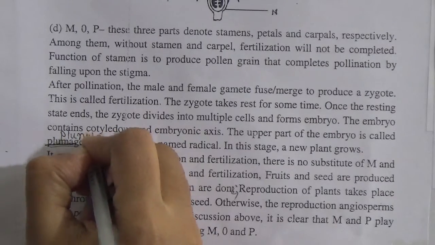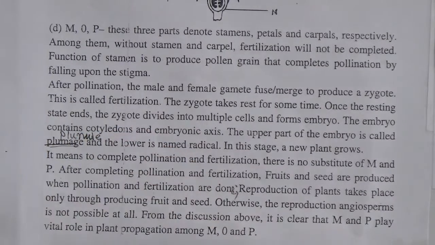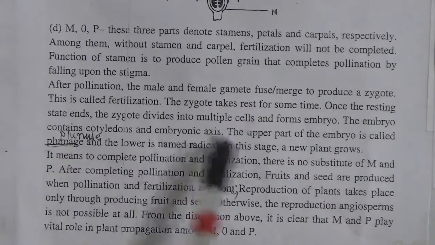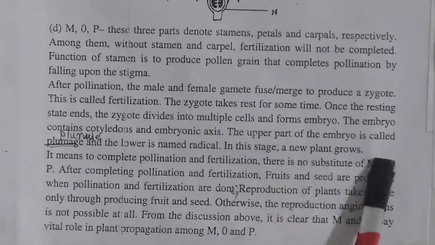P-L-U-M-U-L-E, plumule. And the lower is named radicle. In this stage, a new plant grows.